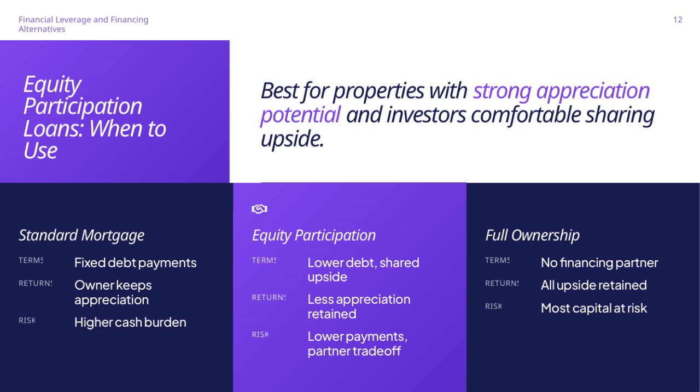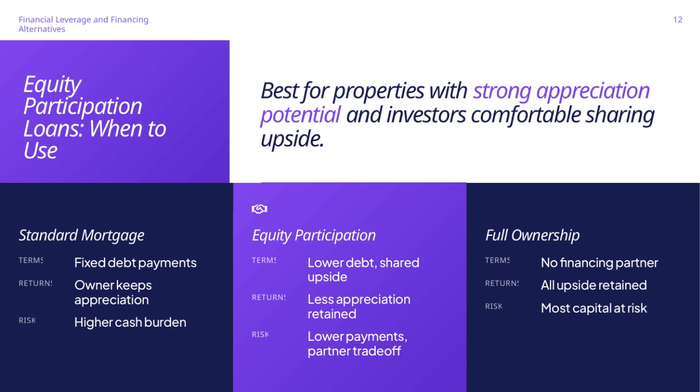Equity participation loans, on the other hand, have lower debt payments but come with a trade-off. You share a portion of the property's appreciation with the lender. This means the upfront cash burden is reduced, but you retain less appreciation as your partner is now sharing in the upside. The risk here shifts to having lower payments, but sharing returns with a financing partner.